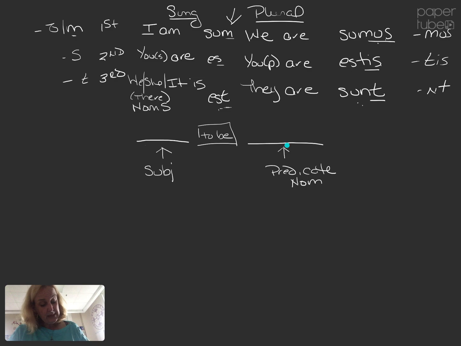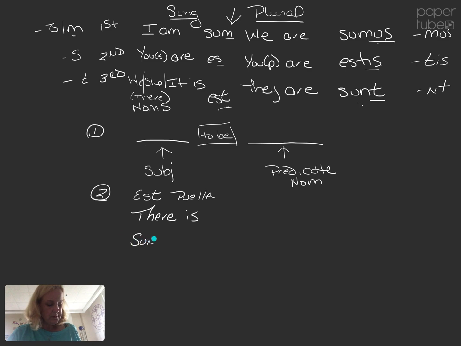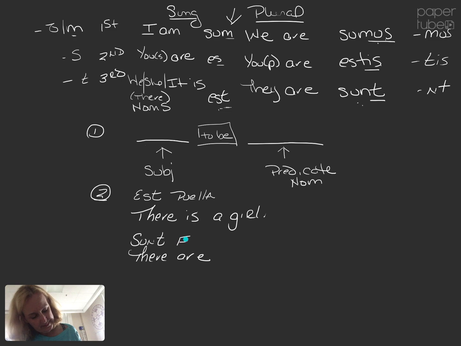What else can we do? If we put the form of to be first, we translate it as there is, or sunt would be there are. There is a girl. You look out the window. Who do you see? Est puella. There is a girl. Sunt feminae. There are women.